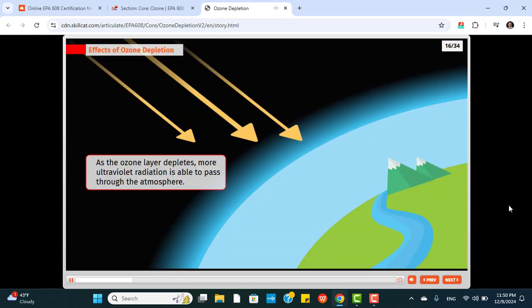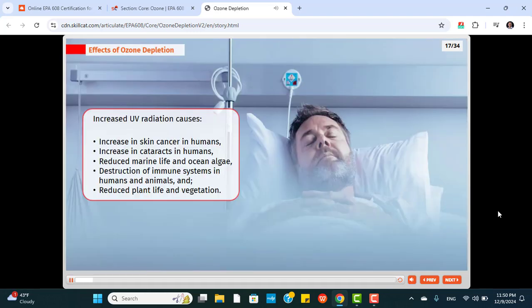As the ozone layer depletes, more ultraviolet radiation is able to pass through the atmosphere. Increased UV radiation causes an increase in skin cancer in humans, an increase in cataracts in humans, reduced marine life in ocean algae, destruction of immune systems in humans and animals, and reduced plant life and vegetation.